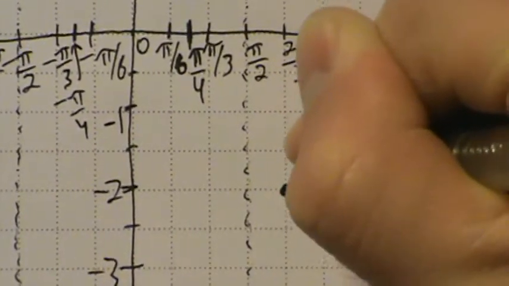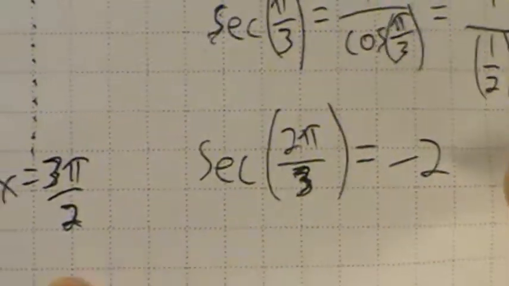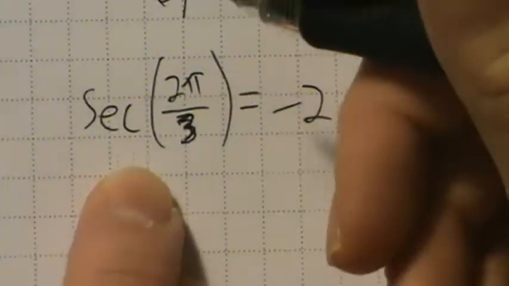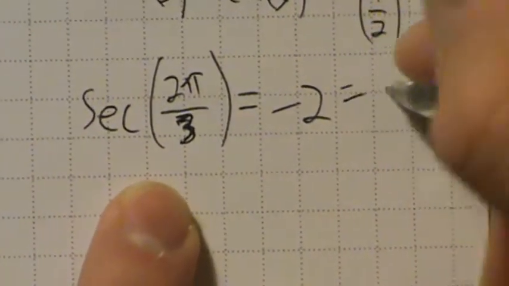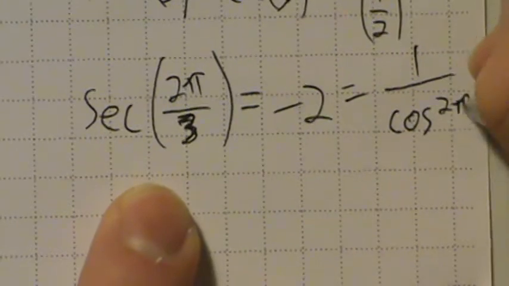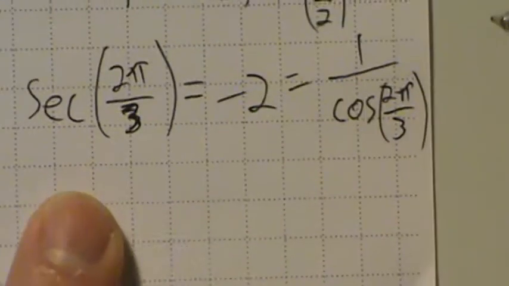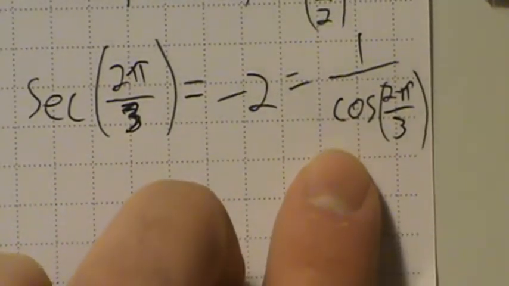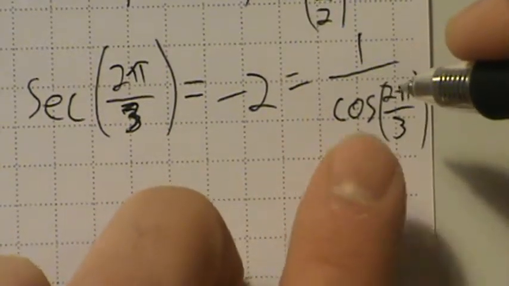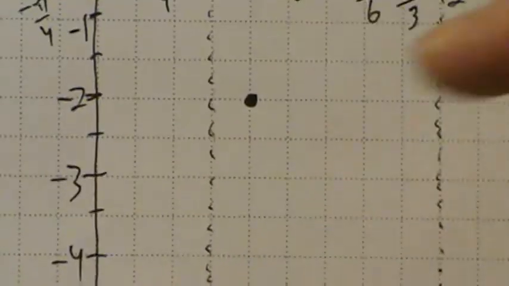Okay, so again, if you're unsure of that, just think about cosine. Secant of 2 pi over 3, I got to think about it for a little bit, is 1 divided by the cosine of 2 pi over 3. And the cosine of 2 pi over 3 is negative 1/2. So 1 over negative 1/2 is going to be negative 2. So that's going to be this point right here.